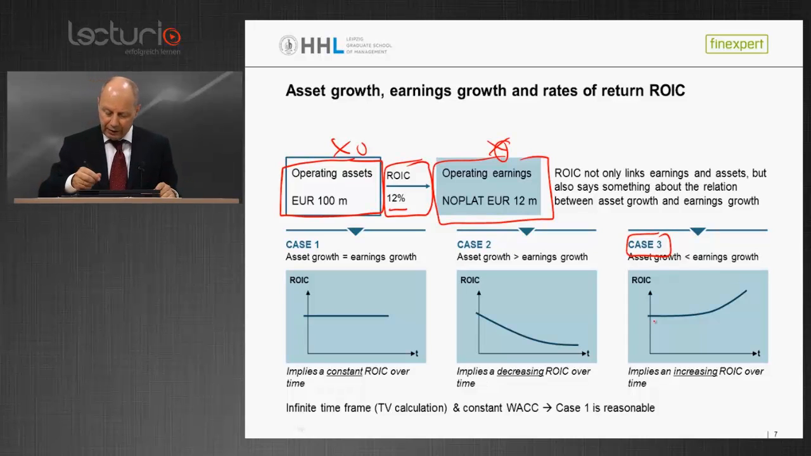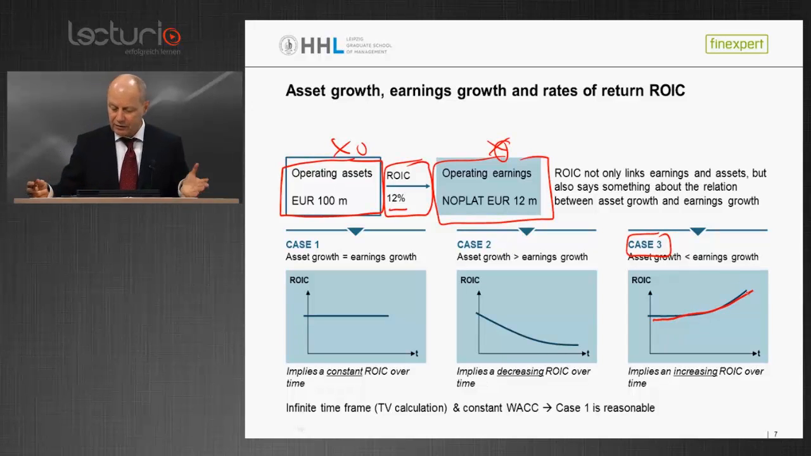And so that means that under this scenario, where earnings grow faster than assets, we would have the observation that the ROIC would go to infinity, which is not reasonable, as we have the assumption that the WACC stays constant at the same time. The second case is the other way around. If assets grow faster than earnings, then obviously our ROIC would also not be constant. It would decline towards zero.